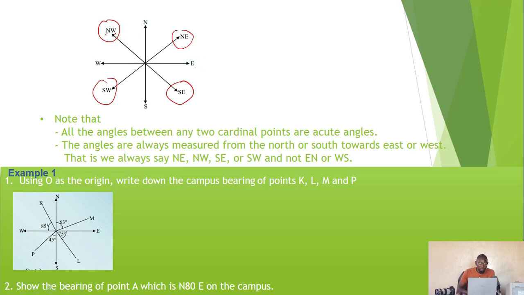Now let us look at a very good example of how we can be asked on compass bearing. We have example 1 here, which says: using the center O as the origin, write down the compass bearing of K, L, M, and P. And we have another question which says show the bearing of the point A, which is north 8 degrees east on the compass.